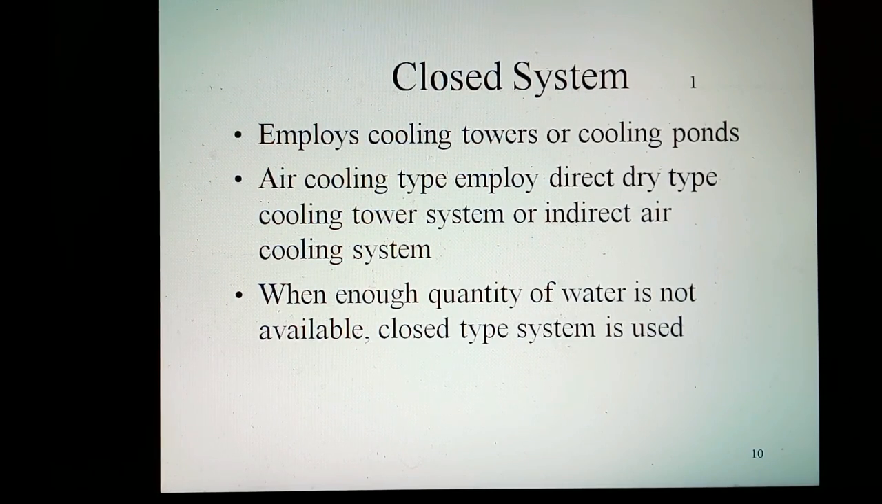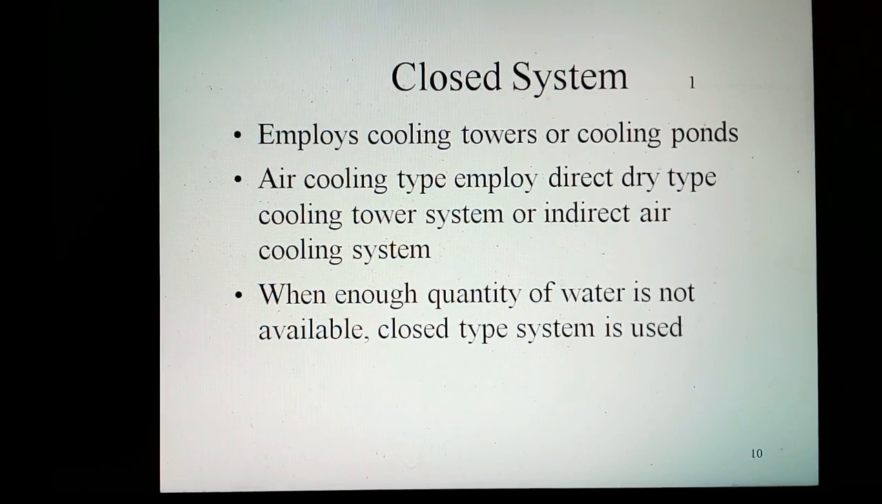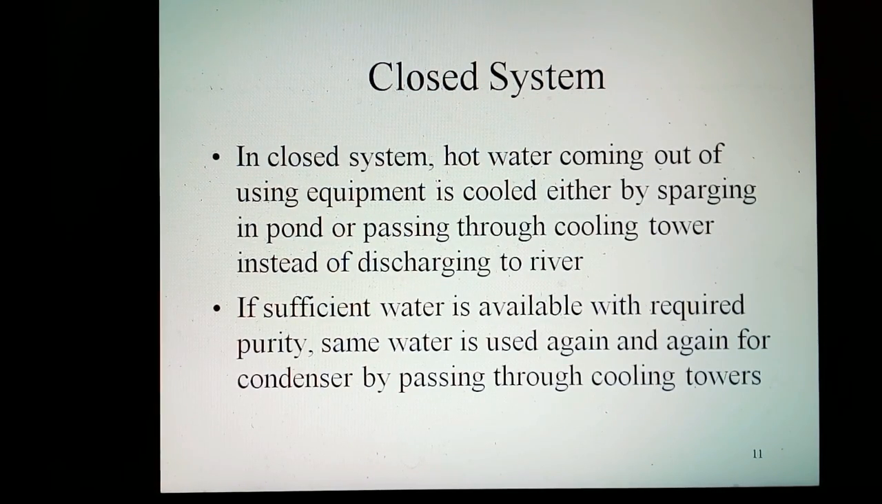When enough quantity of water is not available for coolant requirements from rivers, the closed type system is universally adopted. In the closed system, the hot water coming out of the coolant water users is cooled either by splashing in the pond or passing through the coolant shower instead of discharging to the downward flow of the river. The quantity of water required is taken from the river during flood periods or when sufficient water is available with required purity, and the same water is used again and again for the condenser by passing through the coolant showers.